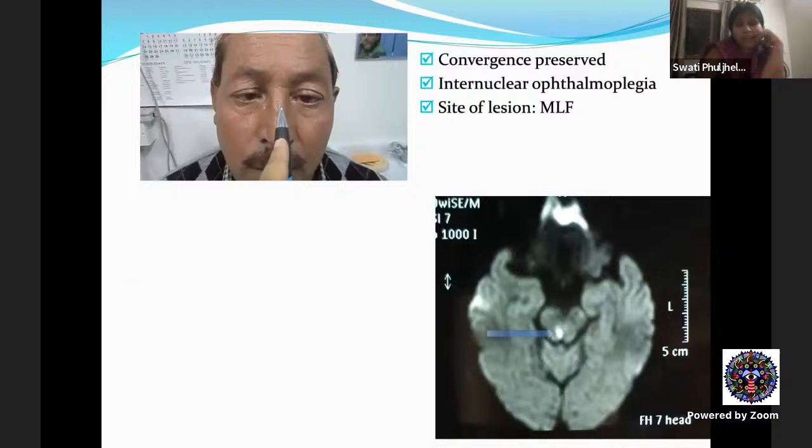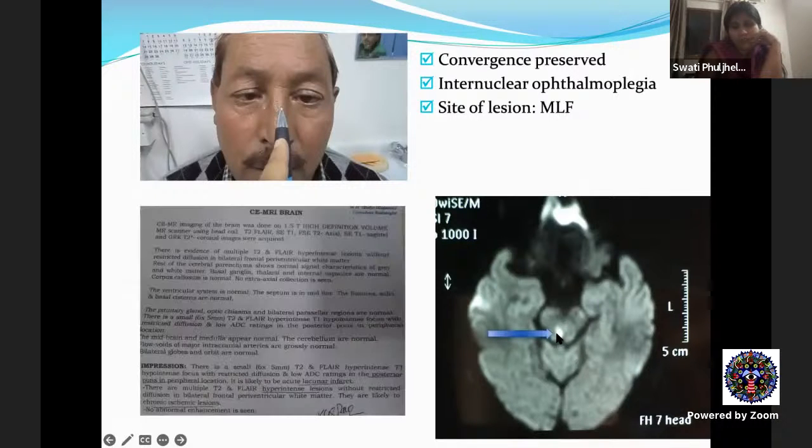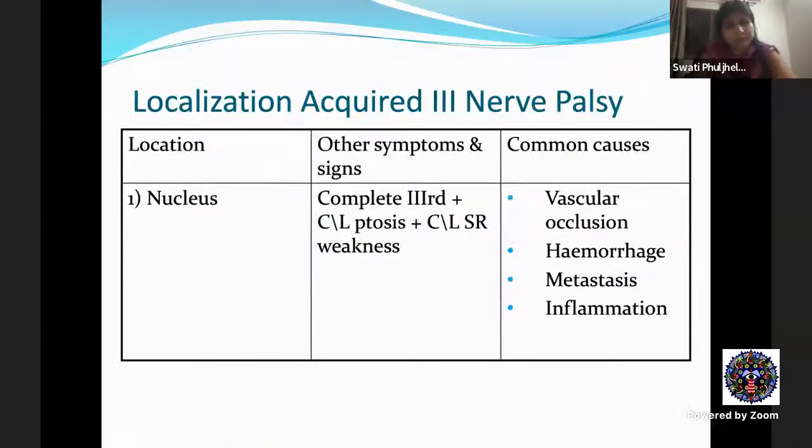So when we went ahead and did imaging, this is what we found: a small focus of infarction there, which can explain this kind of presentation. Along with the isolated adduction paralysis, this patient also had contralateral abducting nystagmus.